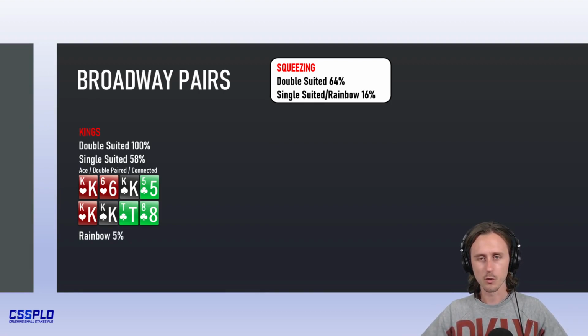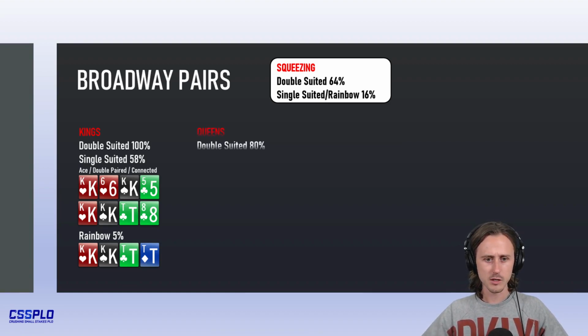Rainbow versions, only 5% of the kings are being squeezed here. For example, a hand like king 10-10 rainbow is fine enough to come in for the squeeze, but it's an extremely low frequency. There are only a couple of hands, so it's not something we should worry about too much. Let's look into the queens here.